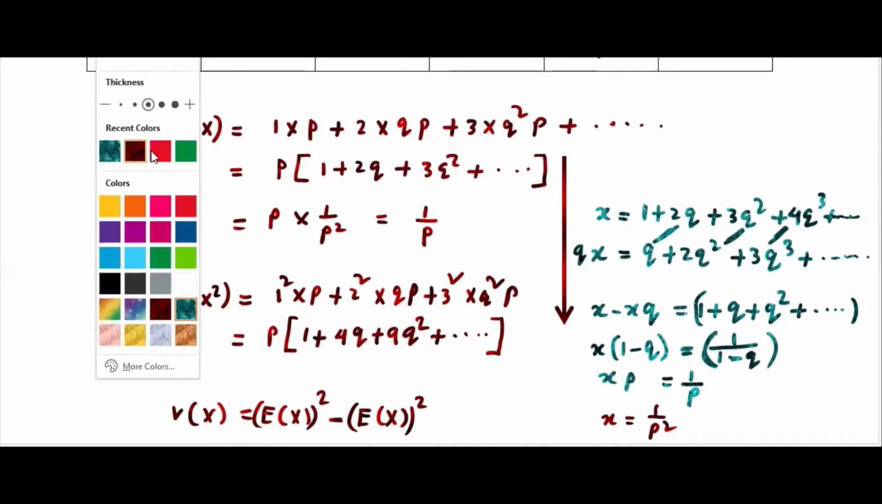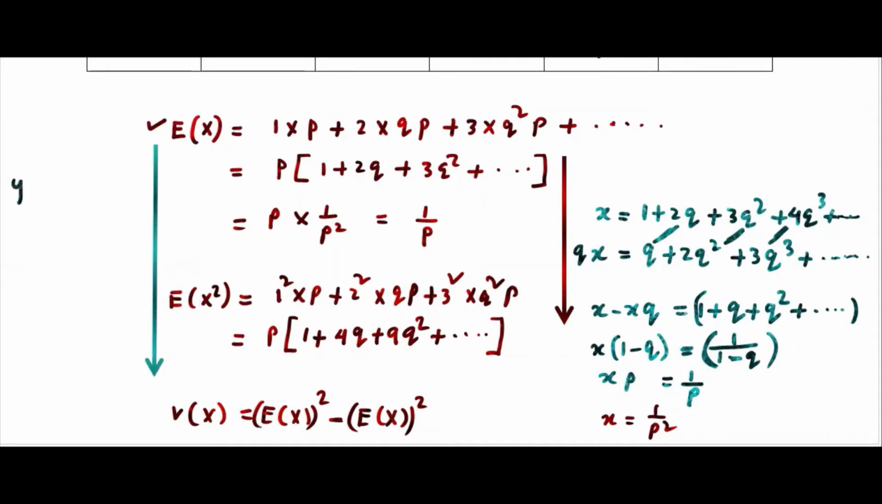Now if I write y here, y is equal to whatever I've written, 1 plus 4q plus 9q square this way. Then you have to multiply by q. After multiplying by q also, you will not get the answer, because you will get q plus 4q square plus 9q power 3.